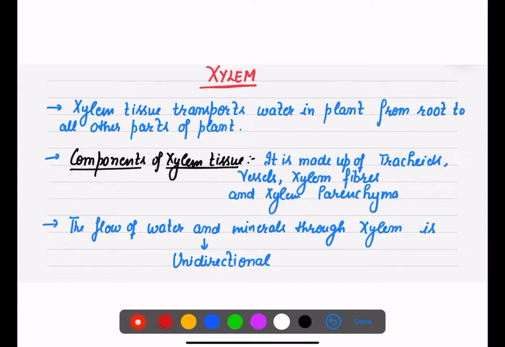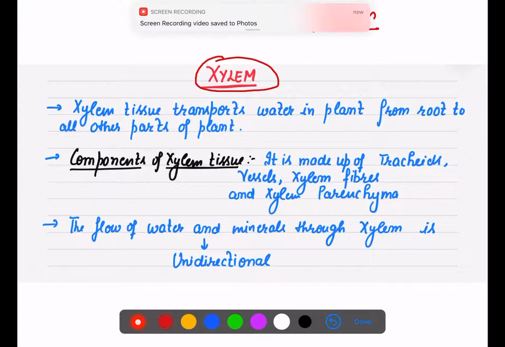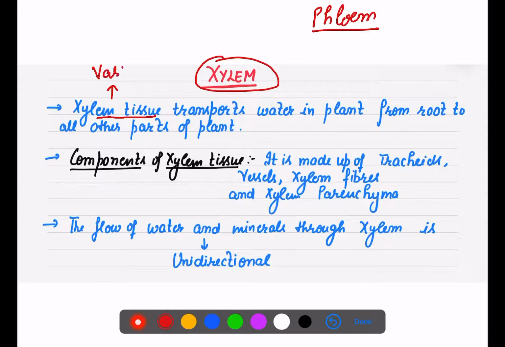So after finishing with the phloem in my previous lecture, I'm going to now discuss the last portion of transportation in plant, that is about the xylem. As you clearly know that xylem is a vascular tissue, definitely vascular tissue because it helps in water transportation. So xylem tissue transports water in plant.